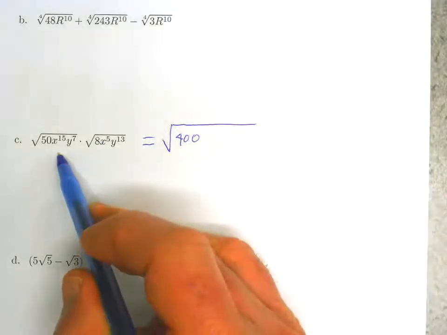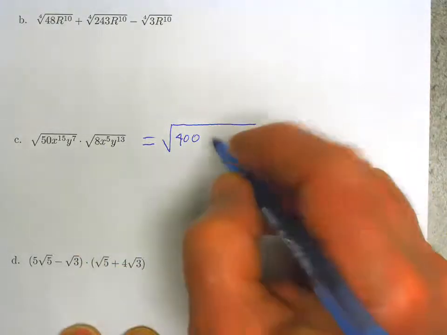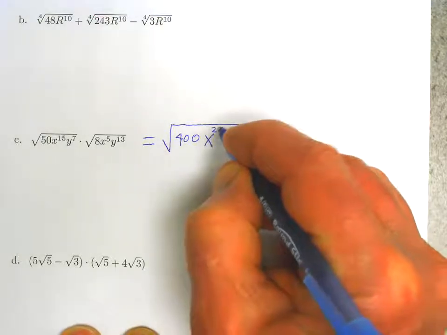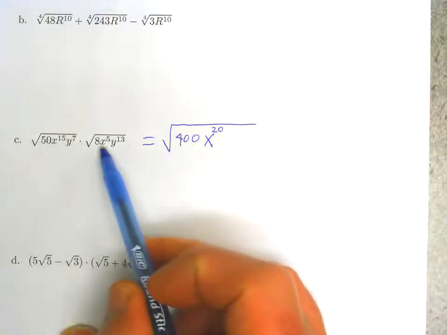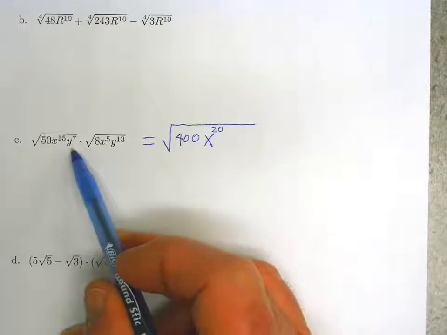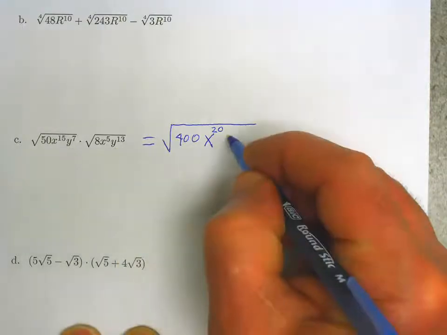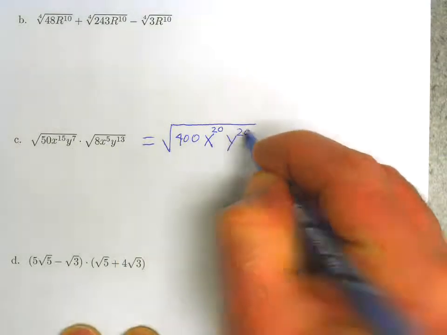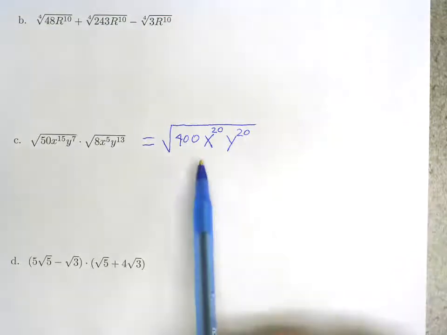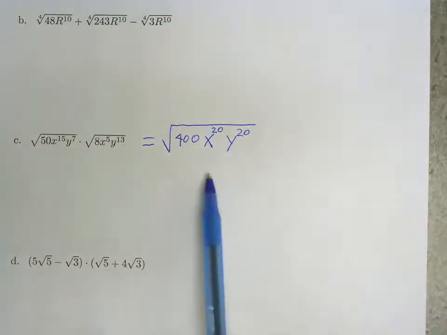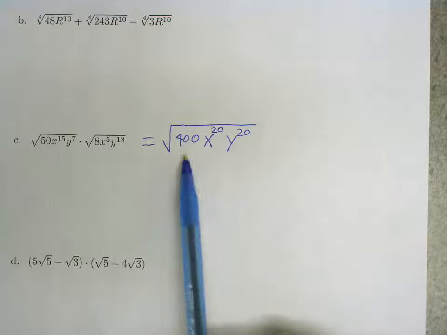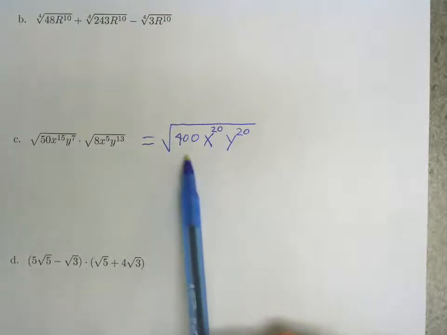And x to the 15th times x to the 5th is x to the 20th, because 15 plus 5 is 20. Y to the 7th times y to the 13th is y to the 20th. And then we just focus on simplifying a single square root. Well, this turns out nicely. 400 is a perfect square. 20 to the 2nd is 400.